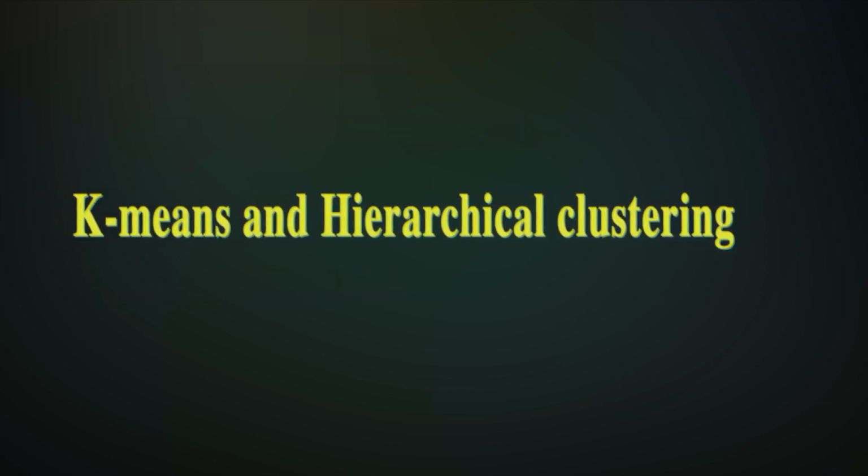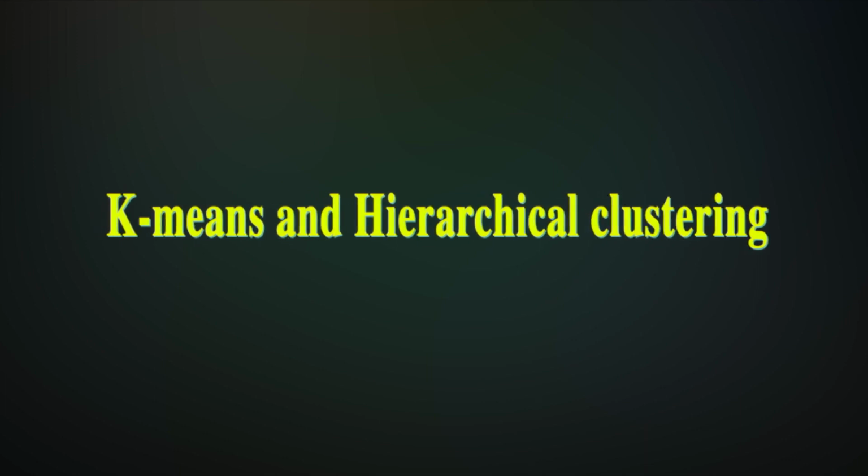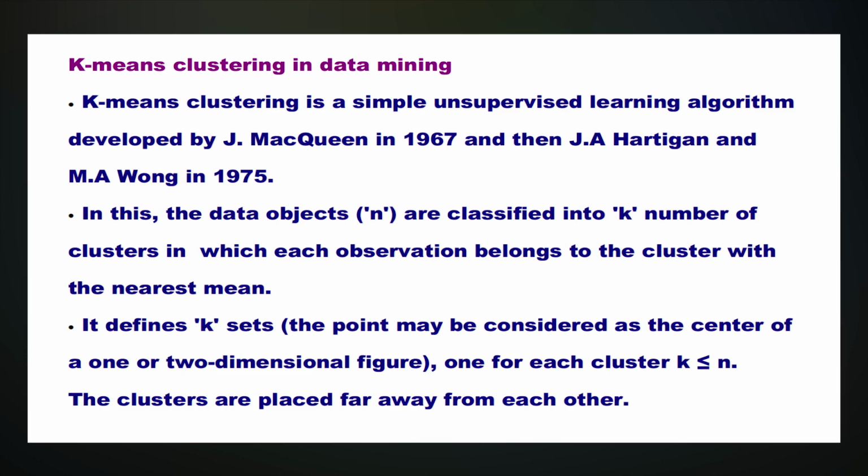Having looked into the types of clusters, now we will see about k-means and hierarchical clustering. K-means clustering is a simple unsupervised learning algorithm developed by J. McQueen in 1967 and then J. A. Hartigan and M. A. Wong in 1975. In this, the n data objects are classified into k number of clusters in which each observation belongs to the cluster with the nearest mean.